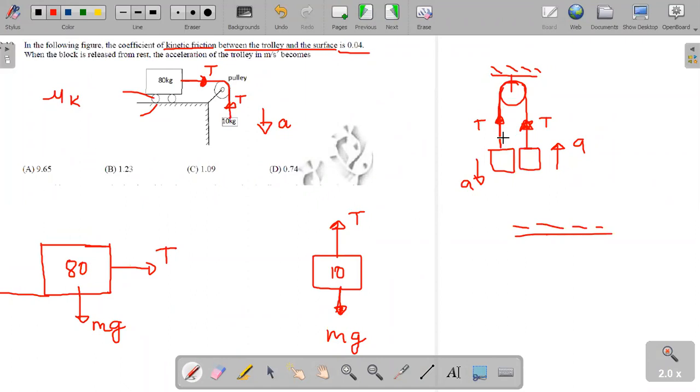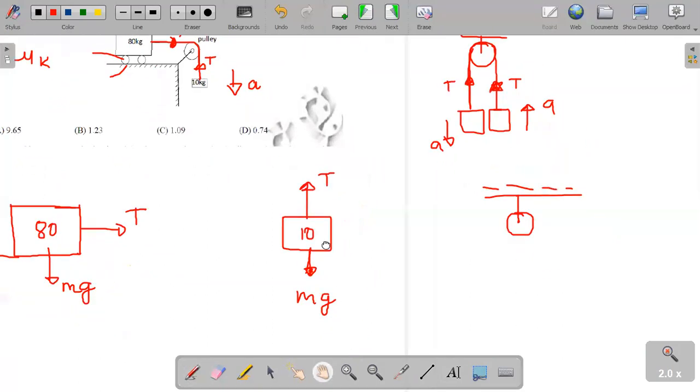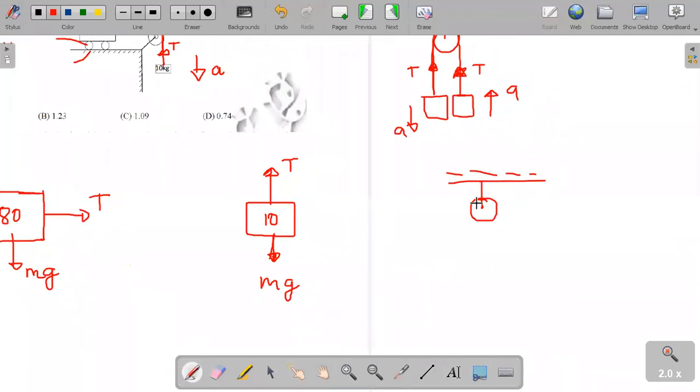Both are attached with the same string. दोनों same string से attached हैं. So in this case, acceleration will be equal and tension will be equal, but in different directions. इसका एक बहुत अच्छा वीडियो है, मतलब डेमो में पढ़ाया था, वो उसका वीडियो रिकॉर्डेड है, मैं भेजूंगा.